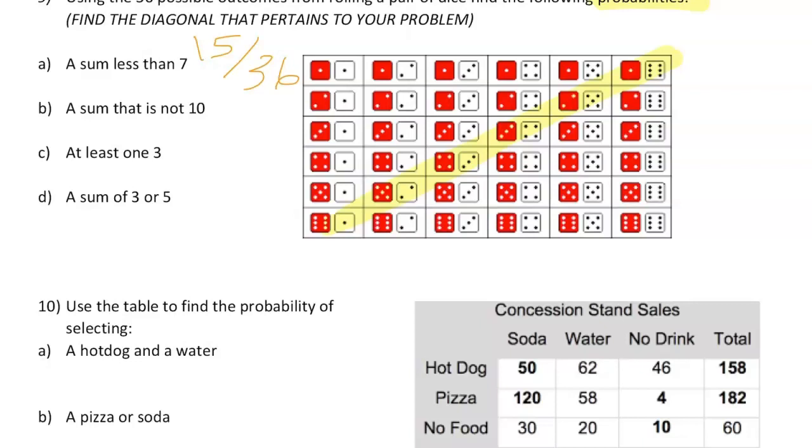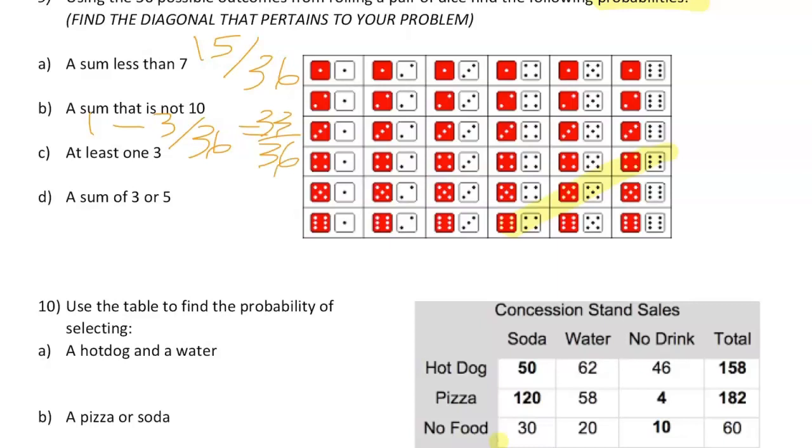Okay, a sum that is not 10. Now, I think the easiest way to do that is to figure out how many sums are 10. So let's look for the 10 row. It's right here. Okay, so there are 3 sums that are 10. So why don't you do 1 minus 3 over 36, and you will get an answer for that. So what are you going to get? Looks like you're going to get 33 over 36 by using complements.